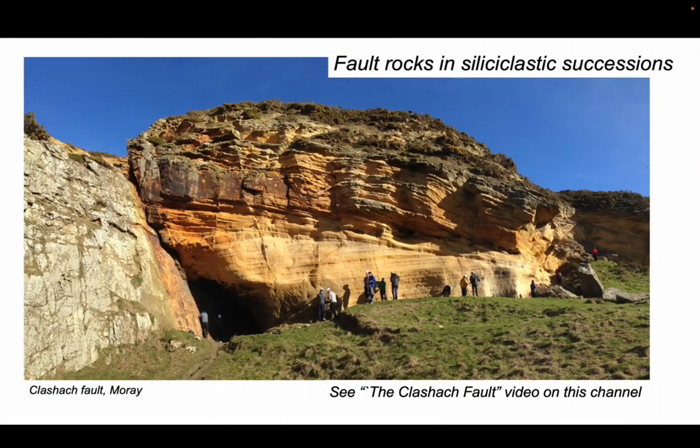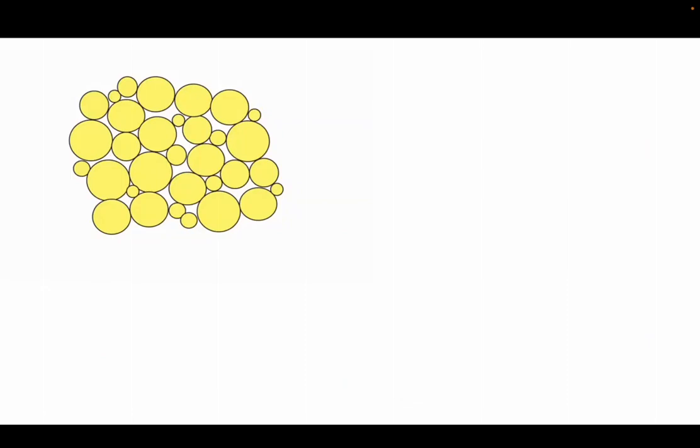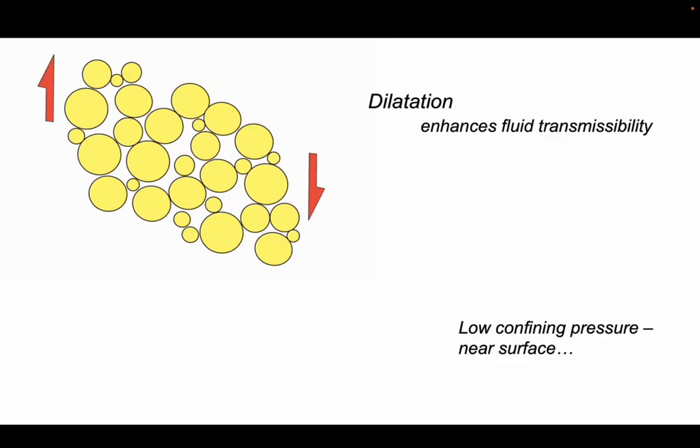So let's start off with fault rocks in clean siliciclastic successions, such as these Aeolian sandstones on the Moray coast of Scotland. In these situations, where the rocks perhaps are not fully lithified, the original sandstone will contain significant porosity. And under low confining pressures, in other words, where these rocks have not yet been deeply buried, if we fault this succession, the grains will pull apart. In other words, the rock will dilate, increasing the porosity and therefore enhancing the fluid transmissibility of this particular part of the succession, the fault rock.